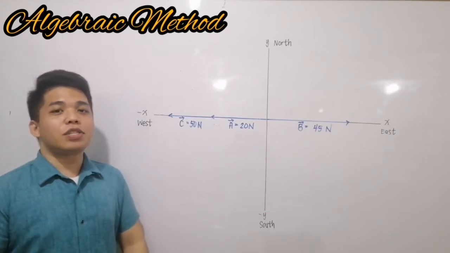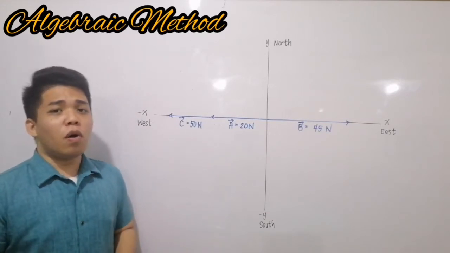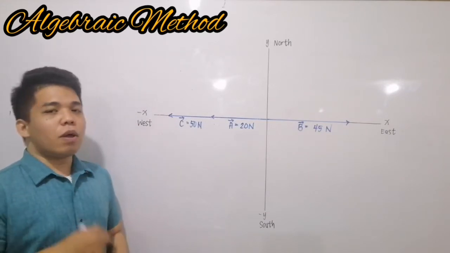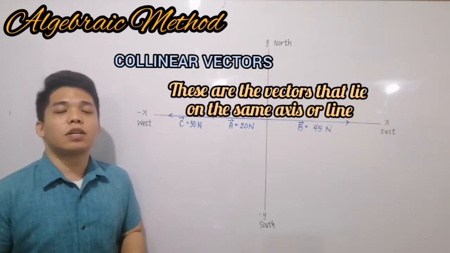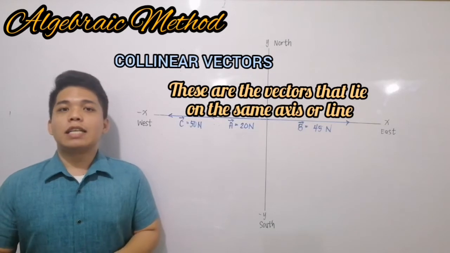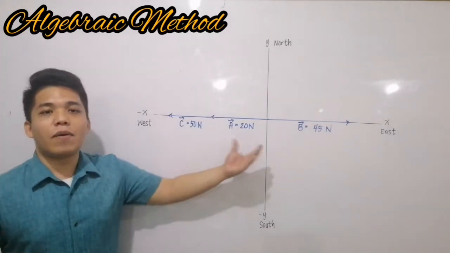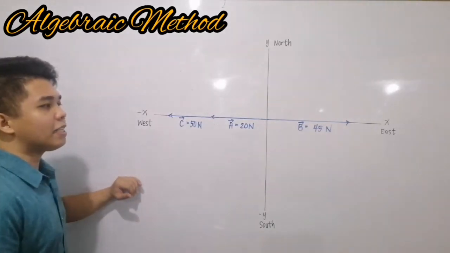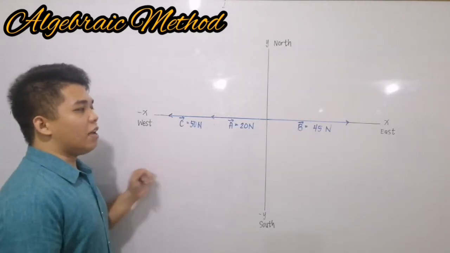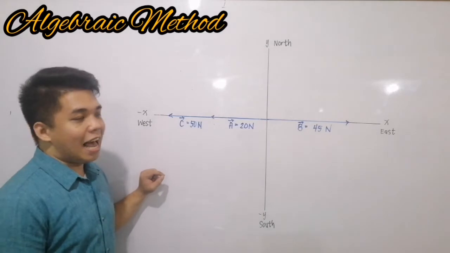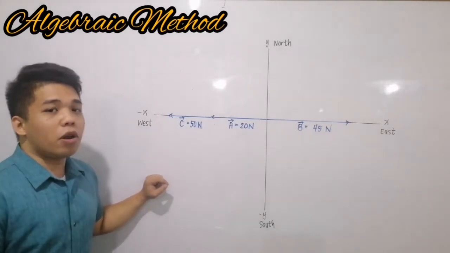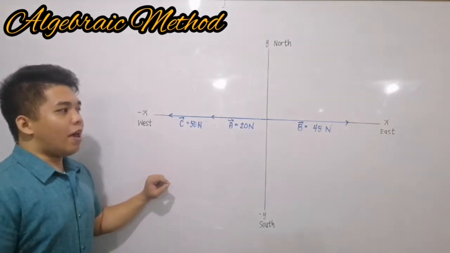This method is used when you add two or more collinear vectors. When we say collinear vectors, these are vectors that lie or act on the same line or on the same axis. Take a look at our given example. In our example, as you can see, the three vectors all lie on the x-axis, or horizontal axis. So this is an example of collinear vectors.